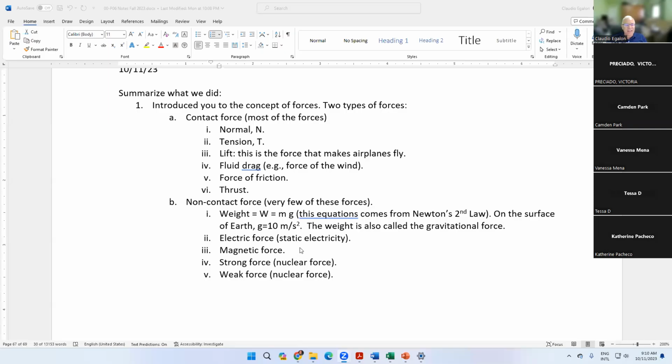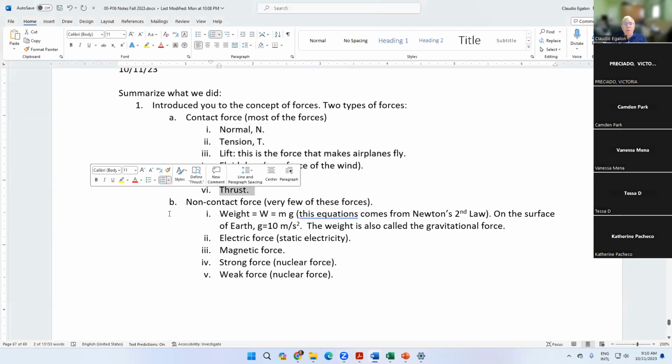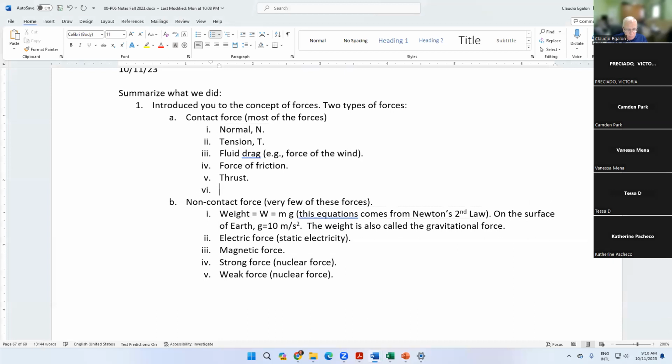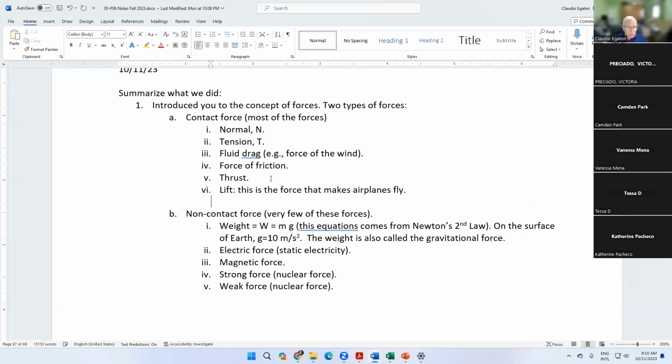Thrust. The engine of your car produces thrust. The engine of an airplane produces thrust. The engine of a rocket produces thrust. The propulsion engine of a missile produces thrust. And like I said, lift is a very difficult force to visualize. But if you do that little experiment in your car, and again, be careful not to lose your hand when you do that, right?